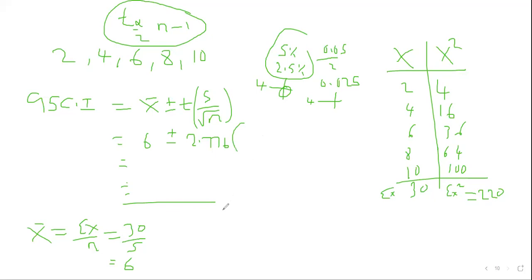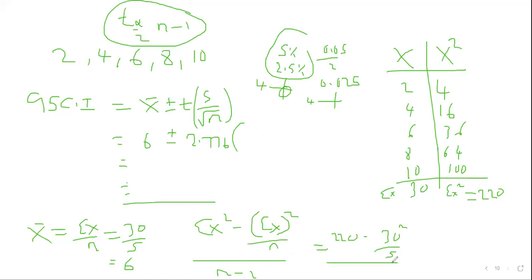All right, then where do we get our standard deviation? We learned already in our statistics. First find our variance: summation of x squared minus summation of x, to the power 2 over n, everything over n minus 1. So here we get 220 minus 30 squared over 5, everything over 5 minus 1. This will give us 10. That is our variance. Our standard deviation is when you square root the variance, and this will give us 3.162.